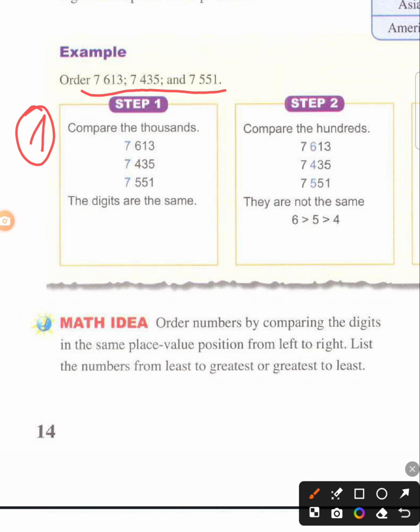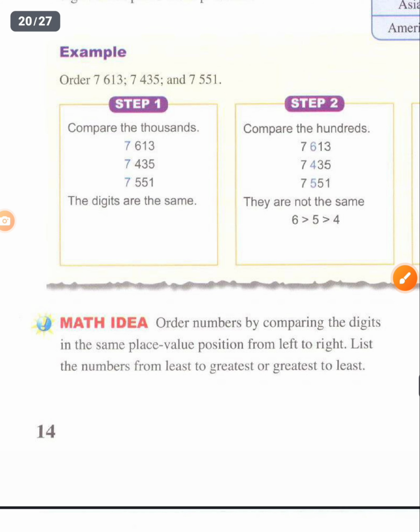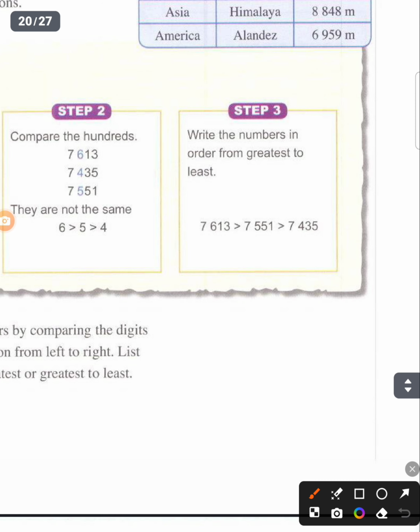We will compare thousands. We have here 7,000, 7,000, 7,000. The digits, they are the same. After, second step, we will compare hundreds. We will compare these hundreds here, and you see they are not the same. So it means we will write these numbers from the greatest to least. The greatest number is this, and the smallest, the least, is this.